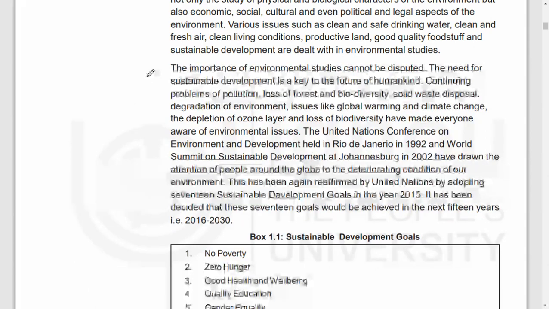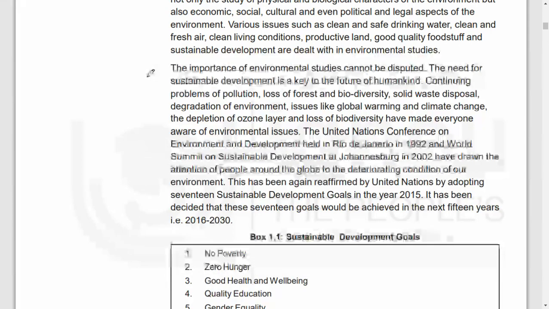The importance of environmental studies cannot be disputed. The need for sustainable development is key to the future of humankind. The continuing problems of pollution, loss of forest and biodiversity, solid waste disposal, degradation of the environment, and issues like global warming and climate change, the depletion of the ozone layer, have made everyone aware of environmental issues.